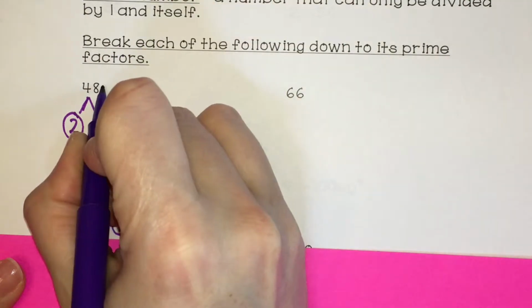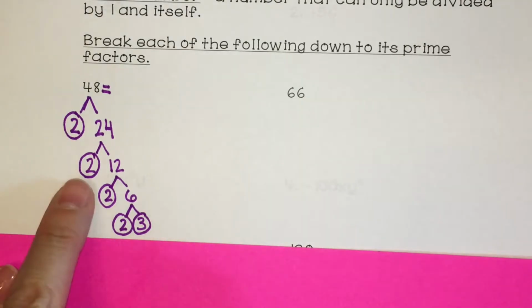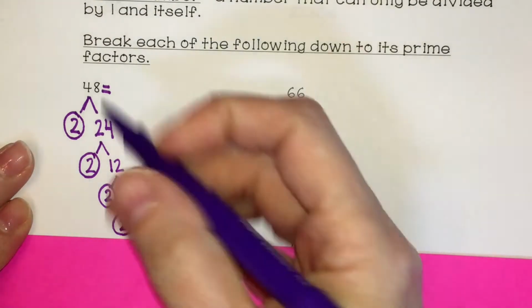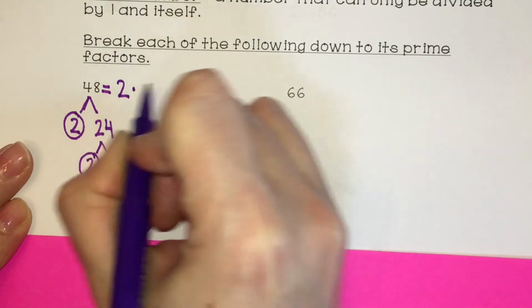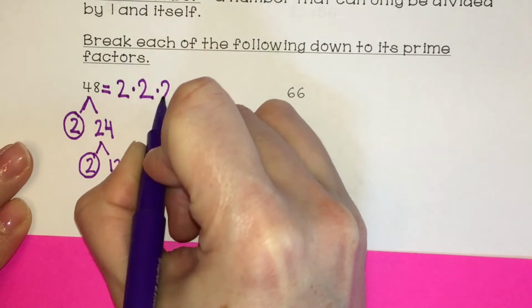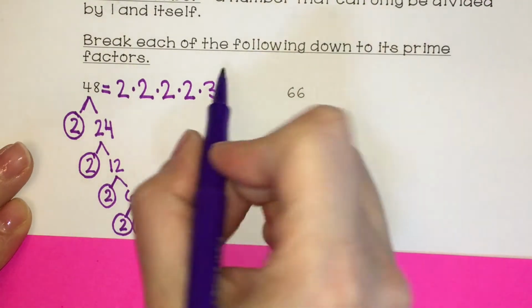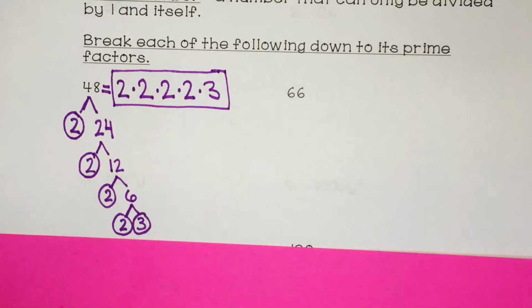So I'm just going to rewrite this. 48 is equal to, so I'm going to show these prime factors multiplied together, and I'm going to go from the smallest to the largest. So I have 1, 2, 3, 4 2's multiplied together: 2 times 2 times 2 times 2 multiplied times 3. So these are the prime factors, or I just factored 48.